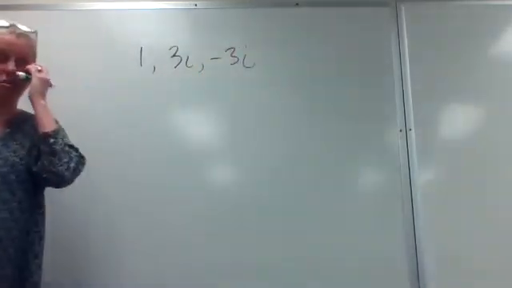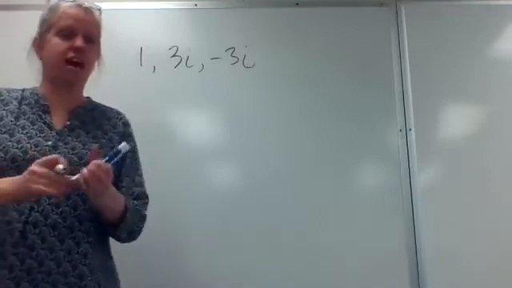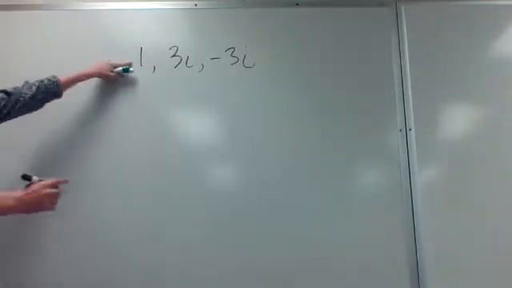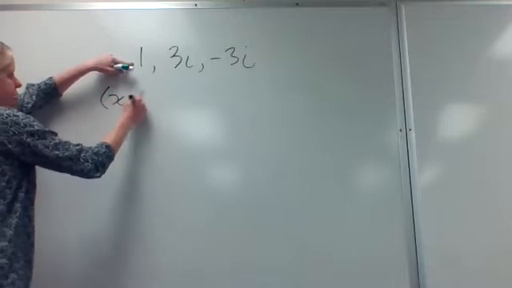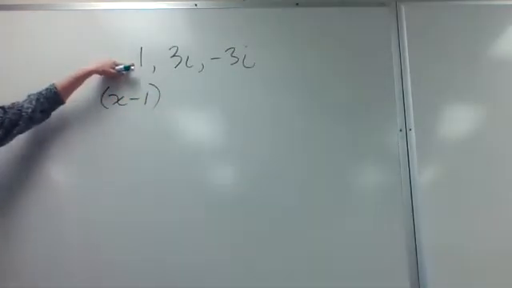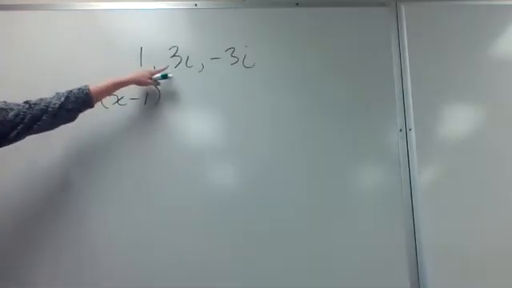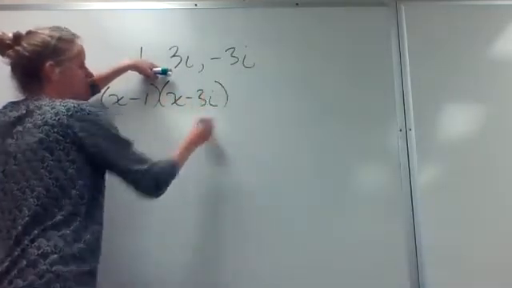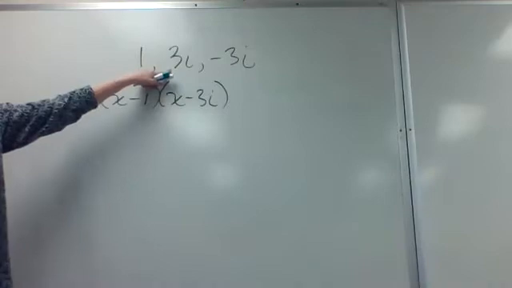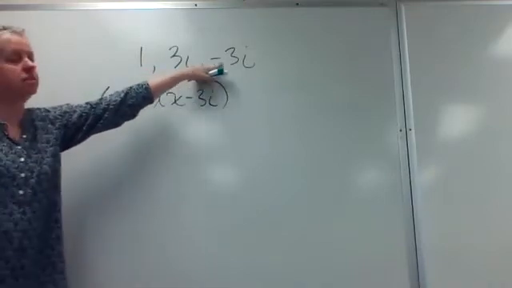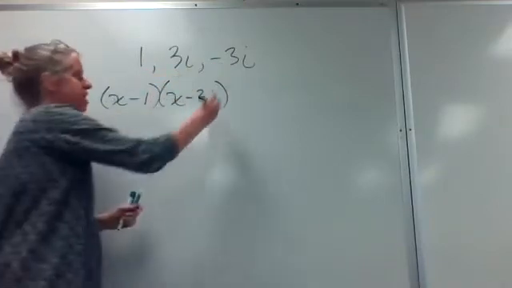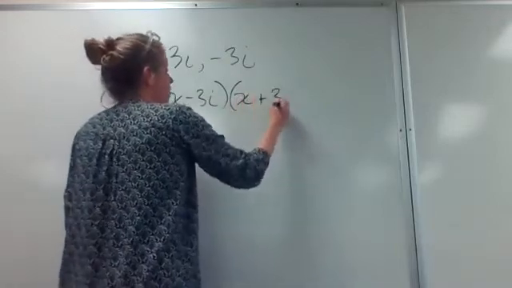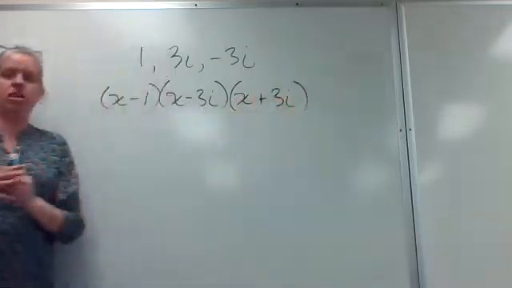So there's my zeros. The first thing you're going to do is turn them into their factors. If 1 is a zero, that means it came from x minus 1. 3i came from x minus 3i. This one came from x plus 3i. Now, remember, multiplication you can do in any order.